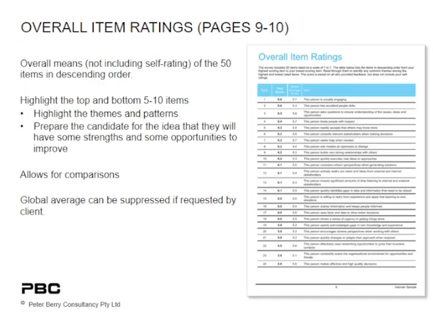On pages 9 and 10, we find the overall item rating section. Here we have the scores for the 50 items presented from highest to lowest mean rater evaluations. A global benchmark score for each item is also provided. Review the top 5 to 10 items to look for patterns around strengths and the bottom 5 to 10 items for patterns in development opportunities.